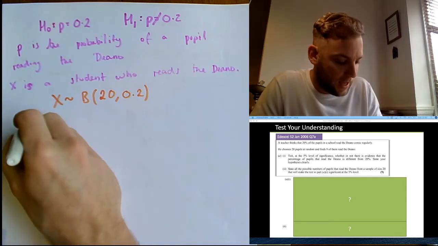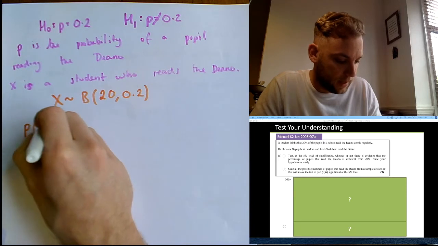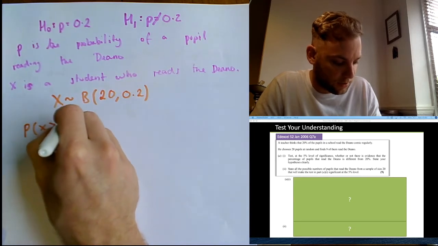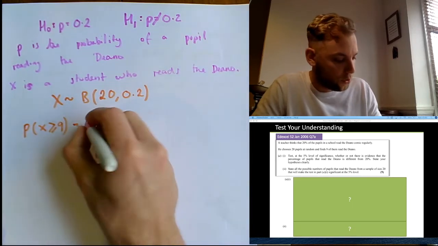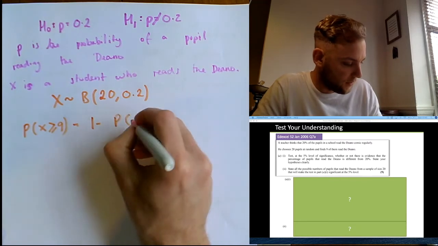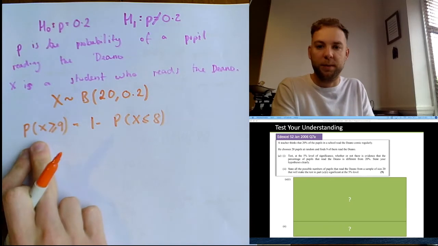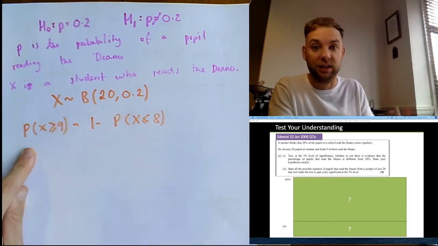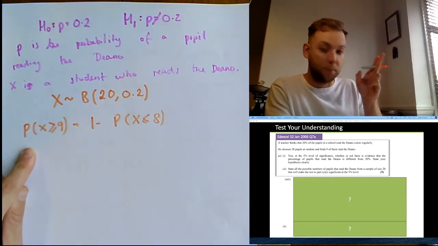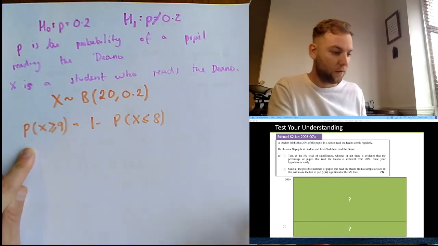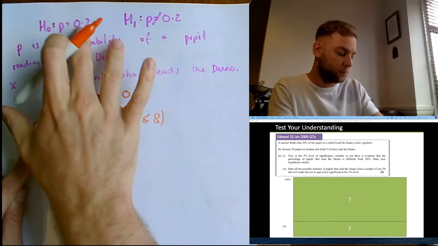So here we're looking at the probability of X being greater than or equal to 9, which is equal to 1 minus the probability of X being less than or equal to 8. So here we're asking, is the probability of it being greater than or equal to 9, which is what we've got, significantly different from our original probability here?